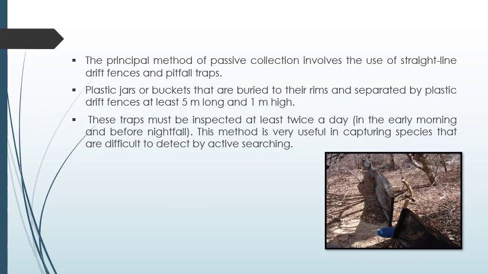The principal method of passive collection involves the use of straight line drift fences and pitfall traps. Plastic jars or buckets are buried to their rims and separated by plastic drift fences at least 5 meters long and 1 meter high. So in passive sampling, different fences and different traps are used for the collection of specimens.